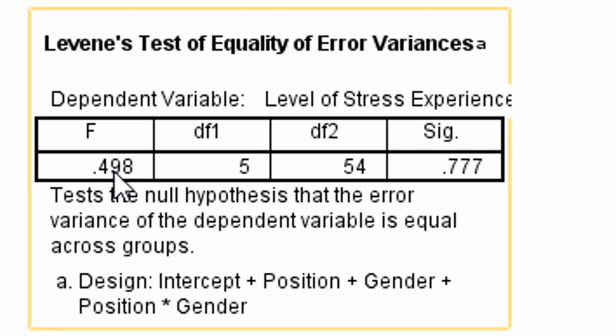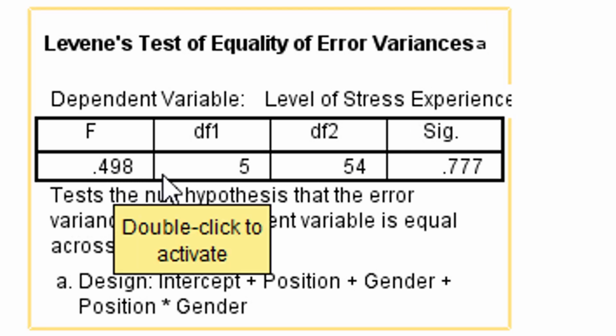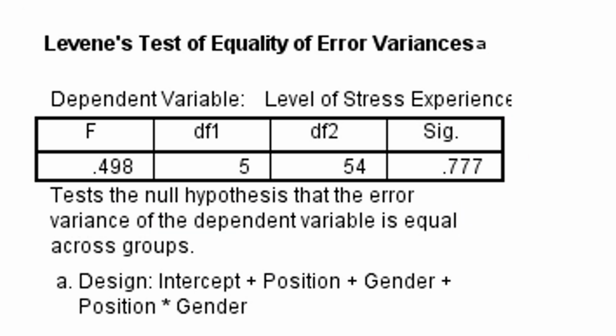You can see that the F test is 0.498 and more importantly the significance, the p-value is 0.77, and you know for Levene's test to be successful we should have a p-value more than 0.05. So it shows that our dependent variable is divided in groups and those groups have equal variances.